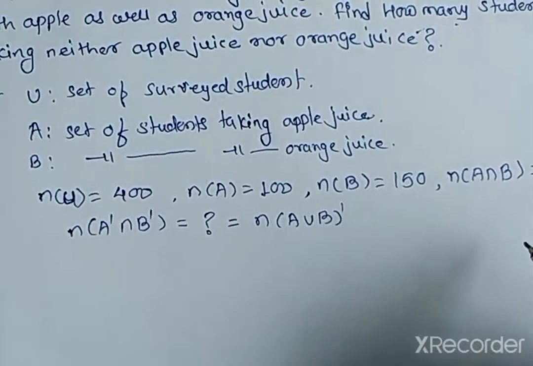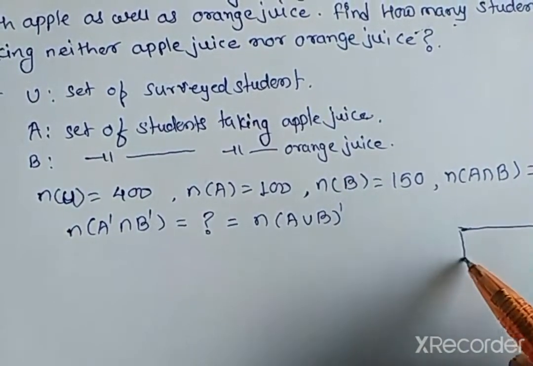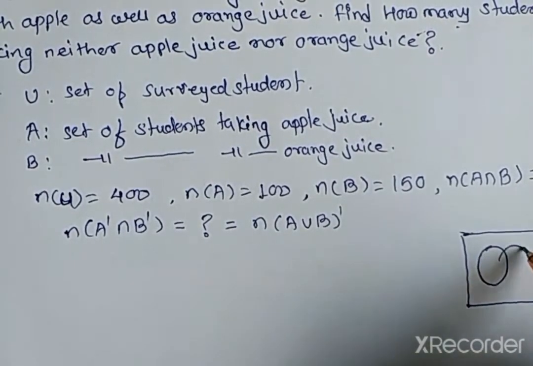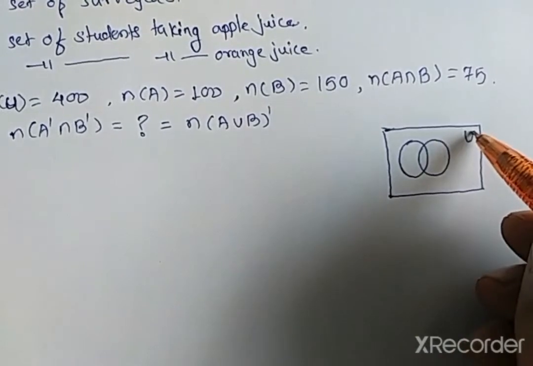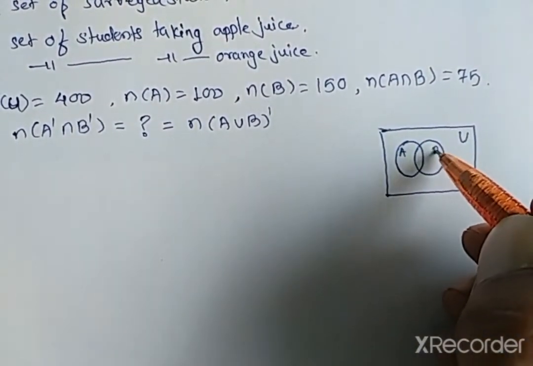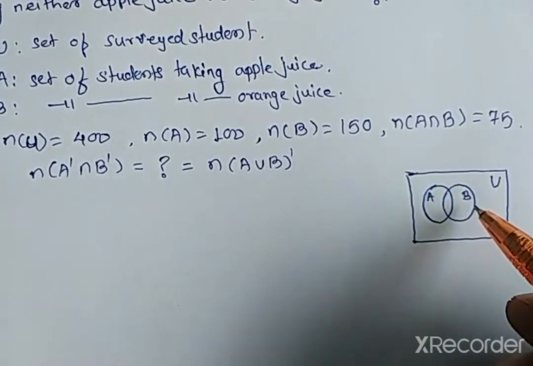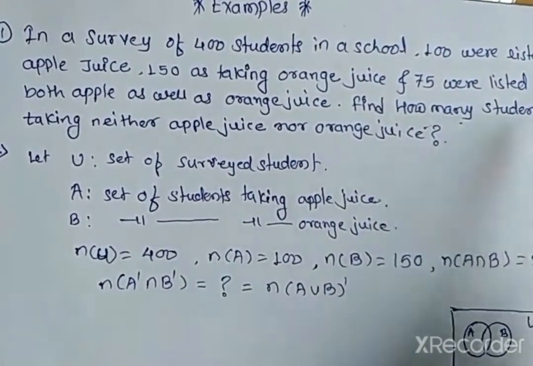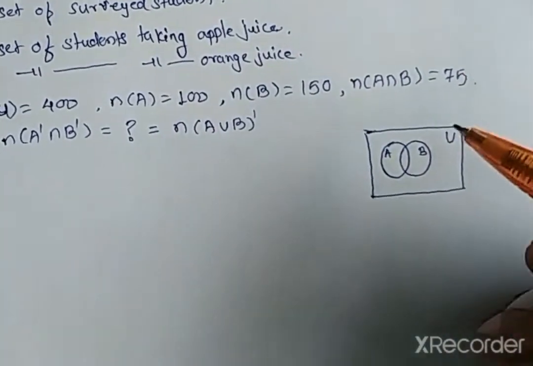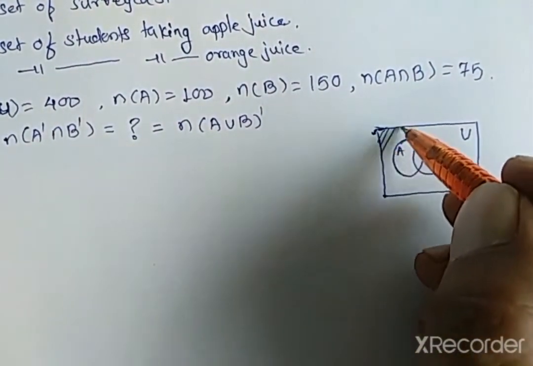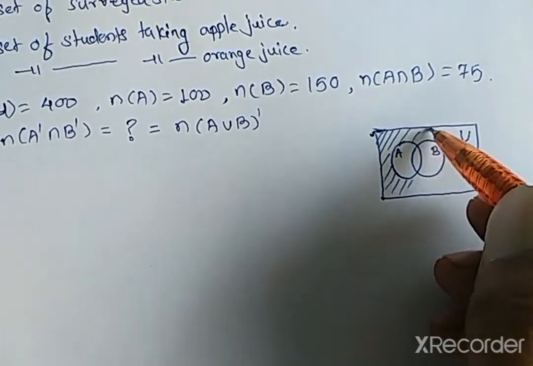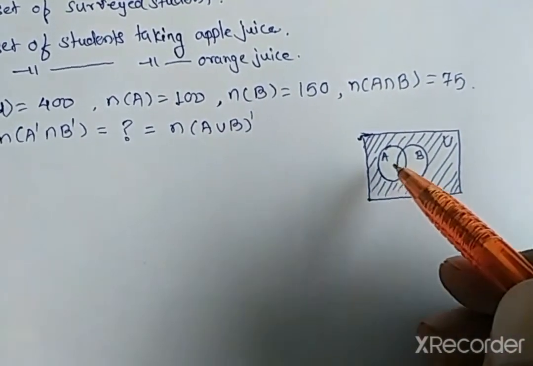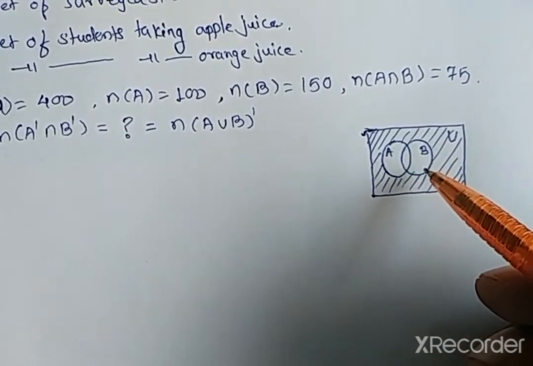Now let us see the Venn diagram for such types of example. So here is our Venn diagram. Here A is the set of apple juice and B for orange juice. Now what we have to find? We have to find students taking neither apple juice nor orange juice, which we define by a shaded region like this. This region we have to find, that is, which does not come in both apple and orange juice.